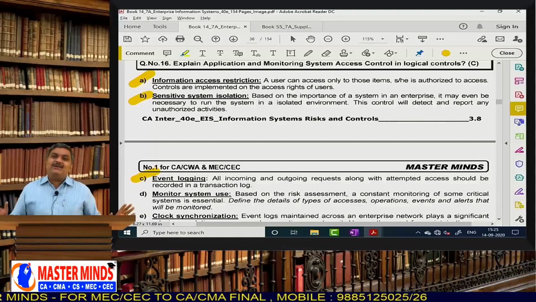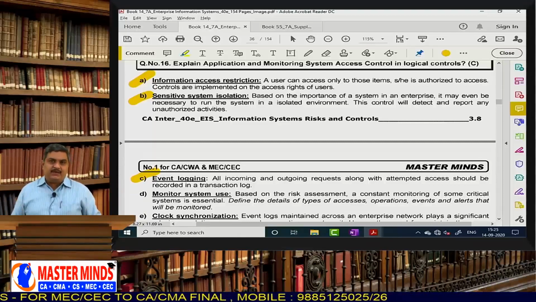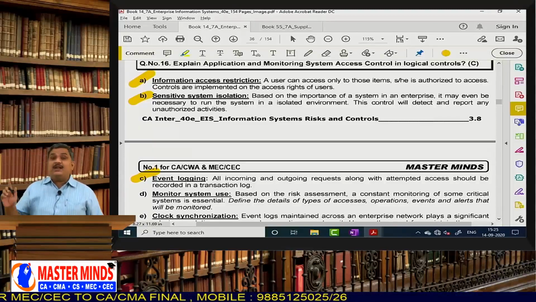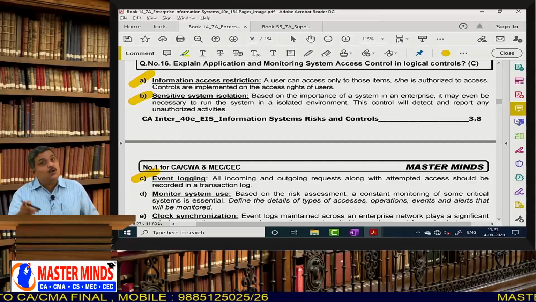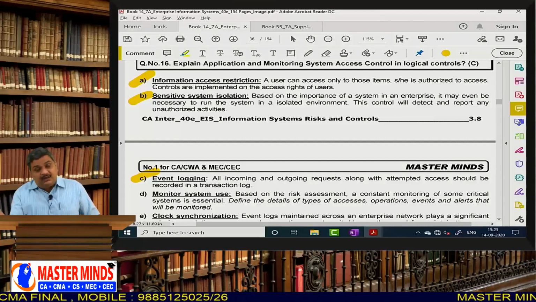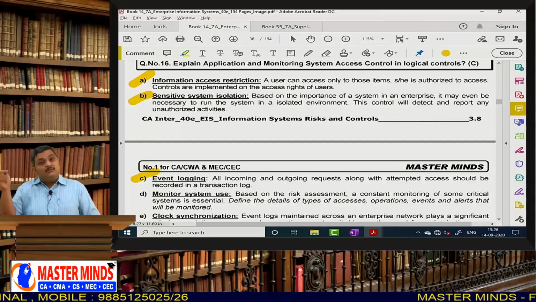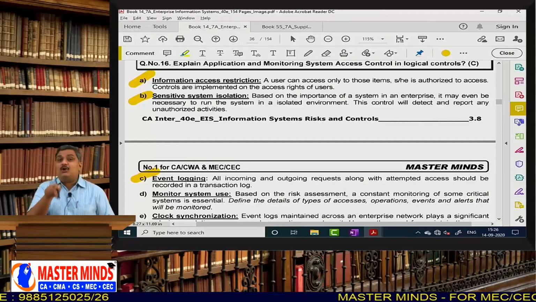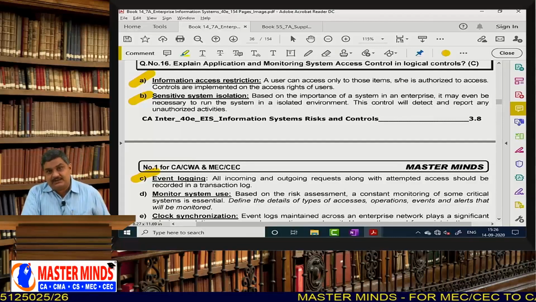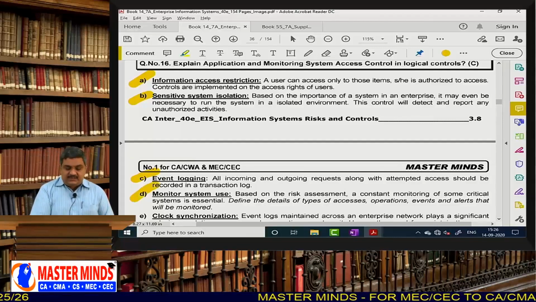Logged in means recorded. And these logs are very important for auditing purposes. If something goes wrong, or if the information system auditor wants to check the activity of the system, then these logs are very, very important. And next, monitor the system use.